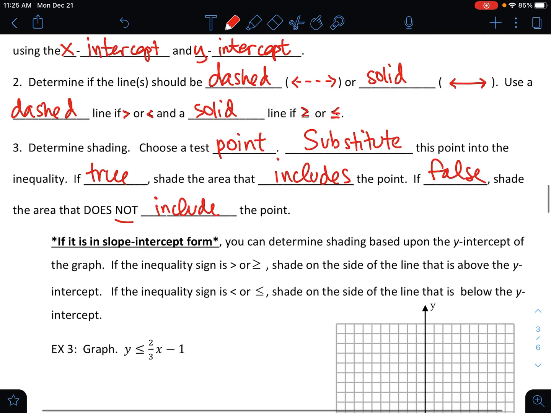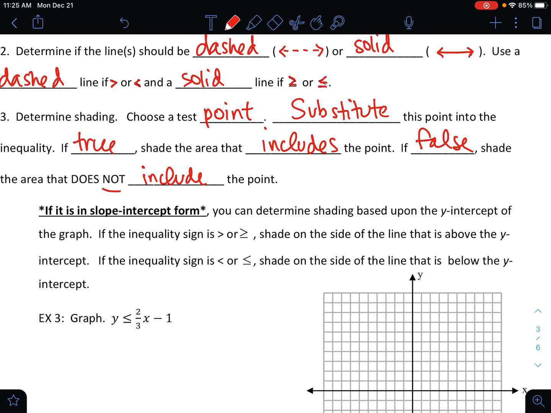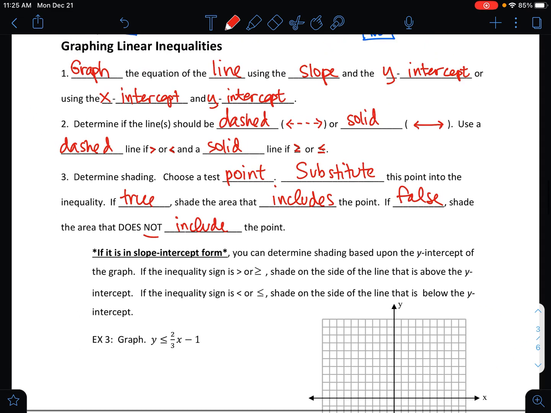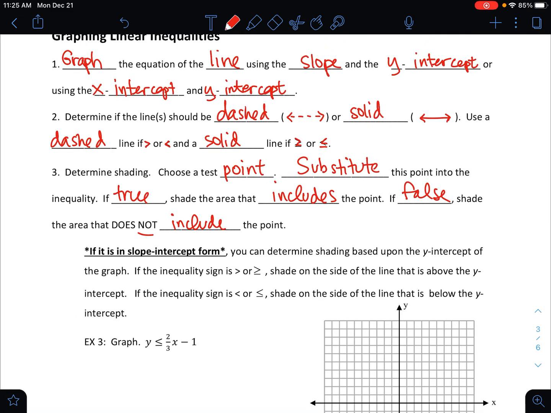Okay, I am going to come back to this little asterisk here about if it's in slope-intercept form, because this is one of those things that once you get the hang of the graphing and shading, what I have here is going to be a little bit of a quicker way to do it, but I want you to fundamentally understand the why behind it. All right, so let's move on to number 1.